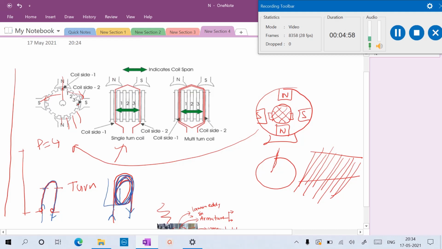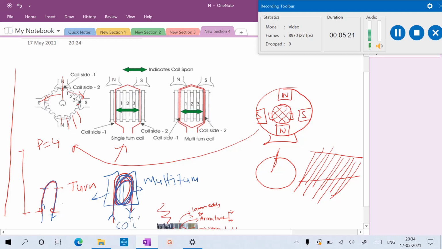Each coil side is this. This is the number of turns. So this is a single-turn coil, and this is a multi-turn coil. Each coil side has a larger number of conductors for the purpose of inducing more voltage. So this is a multi-turn coil.